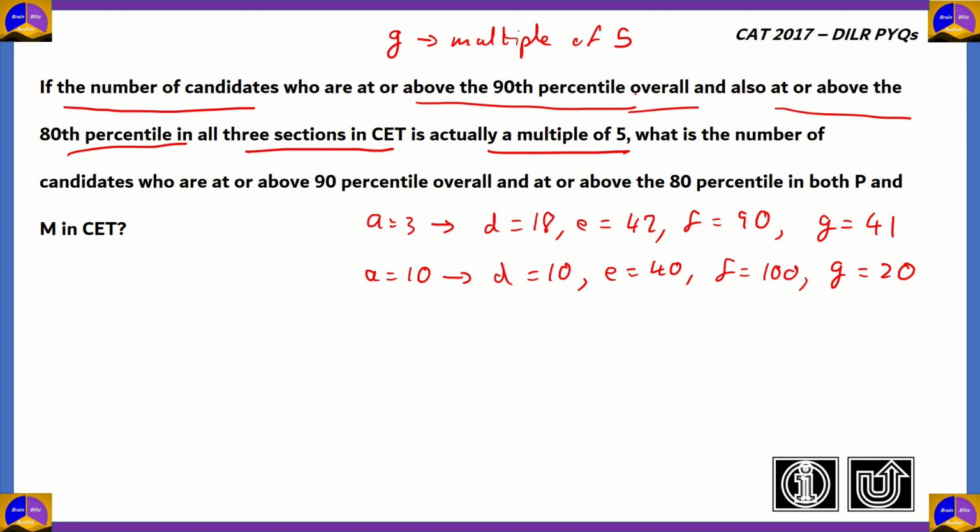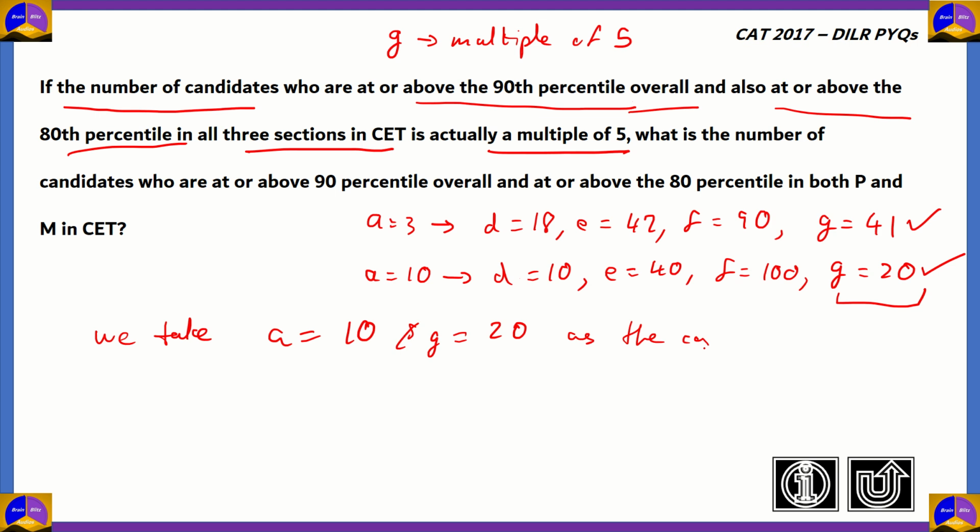So we have two values of G. One value is G equals 41. The other value is G equals 20. Now 20 is a multiple of 5. So we take A equals 10 and G equals 20 as the case here.